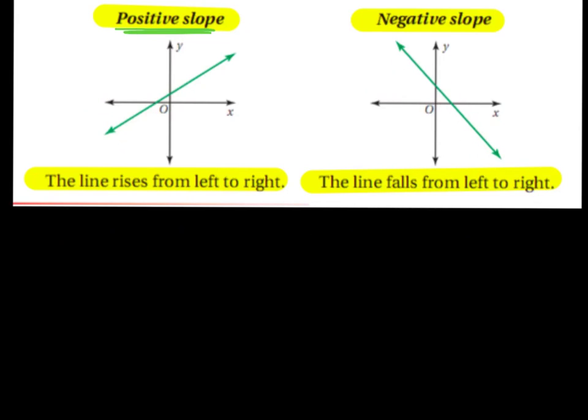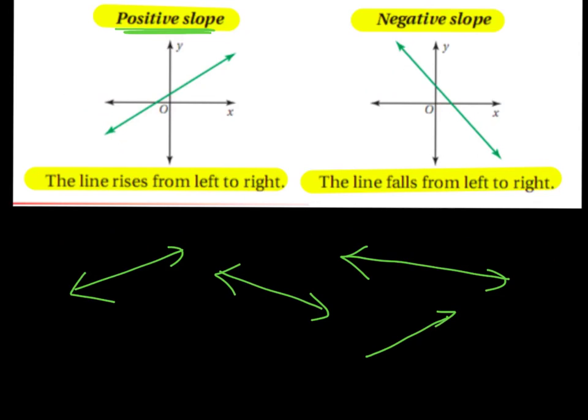I'm going to draw a couple lines. I want you to see if you can figure out what kind of slope these four lines have. Think to yourself, what does each of them have?